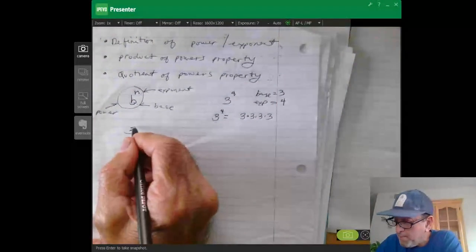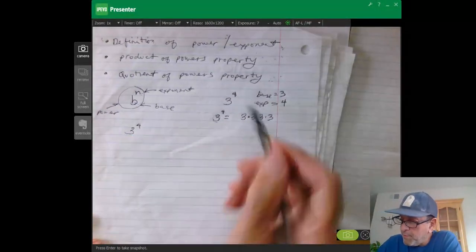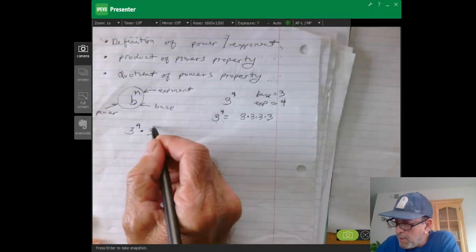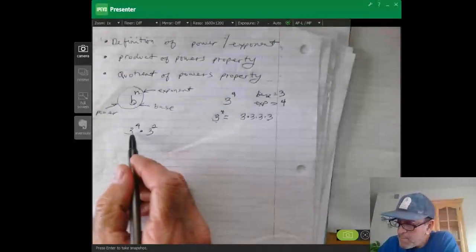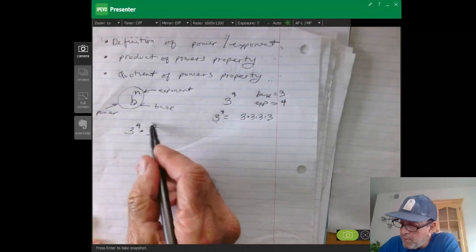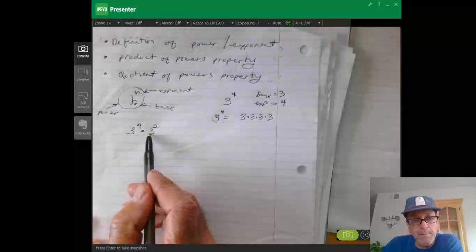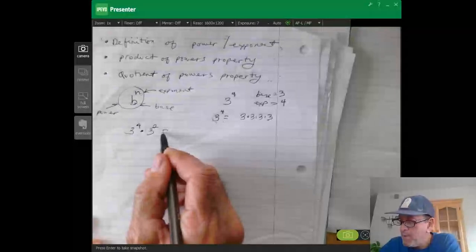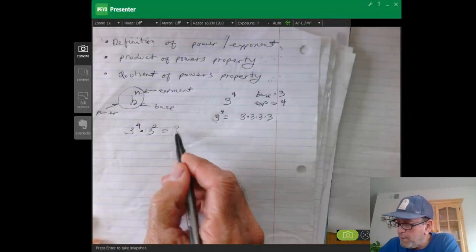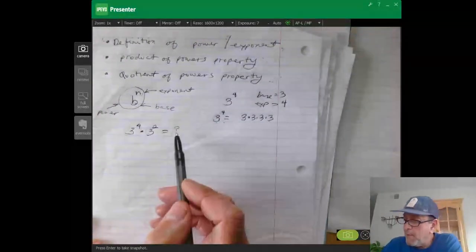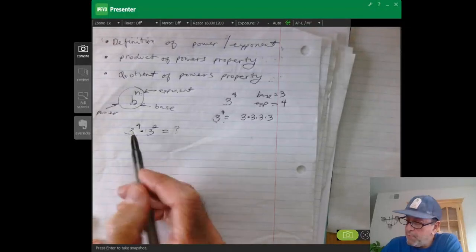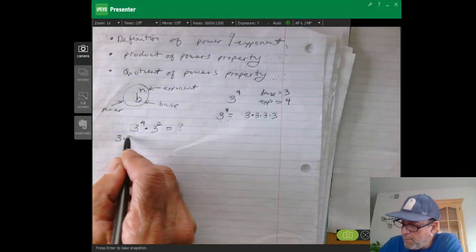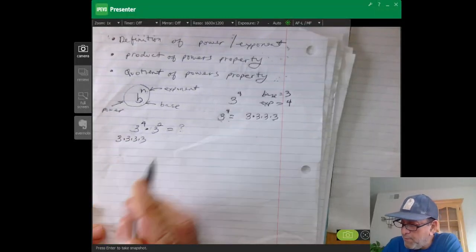Let's think about what we've got. We'll use the same example here, 3 to the fourth power, and multiply that by 3 to the second power. This is one power, and this is another power. This is what we mean by product of powers. Product means the answer you get when you multiply. So the product of powers property gives us a rule to find out what the answer is. To do that, we can write it out using the definition.